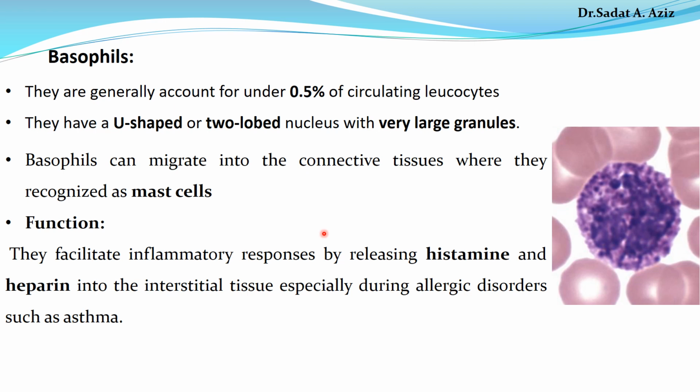They normally facilitate inflammatory responses by releasing what? Releasing histamine and heparin into the interstitial tissue, especially during allergic disorders such as asthma. So when there is an increase in the number of mast cells, the mast cells can release what? Release histamine and heparin to the surrounding tissue, and this might lead to what? Leads to some clinical disorders such as asthma. Okay.